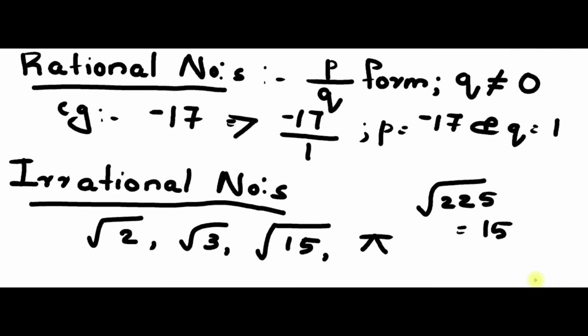15 squared is equal to 225. That is, the square root of 225 is equal to 15. So it can be expressed in the form 15 by 1, and it cannot be considered an irrational number. Root 9 is also not an irrational number because root 9 is equal to 3, and 3 can be expressed as 3 by 1. Any number which can be expressed in the form p by q is a rational number only. So root 2, root 3, root 15, pi, etc. are examples of irrational numbers.